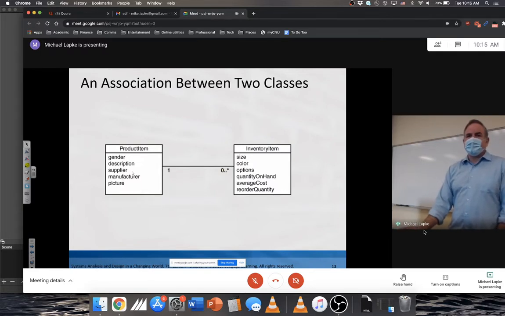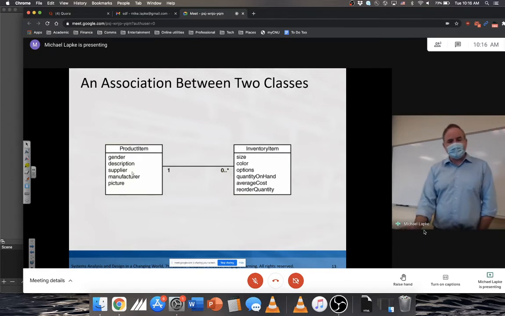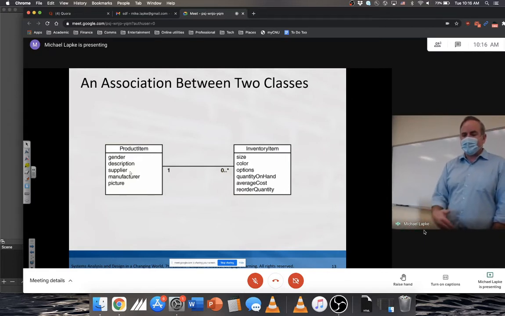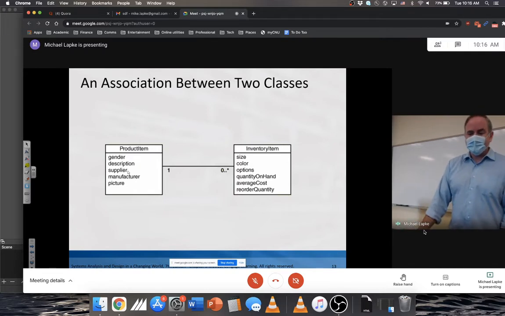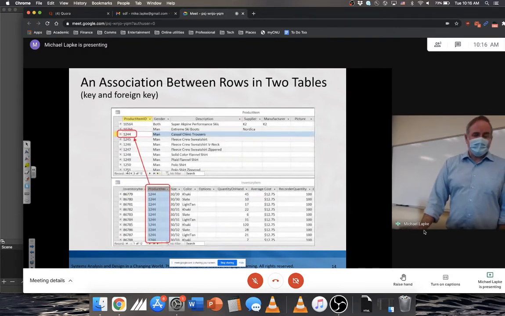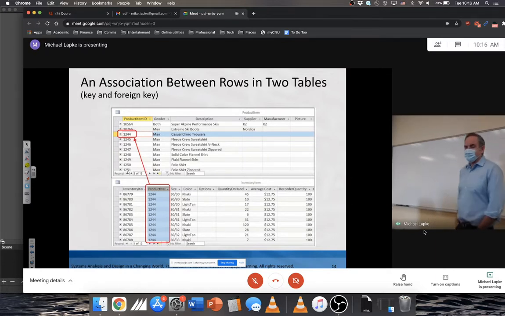And here is the logical representation of the association or relationship between classes or entities. So we have product item and inventory item with a one-to-many relationship between them. This is something we did cover before. And then we see the illustration of that where we have product item ID in the top table as the primary key. And then in the inventory table below, we see the foreign key for product item ID that would link back to the product table at the top.